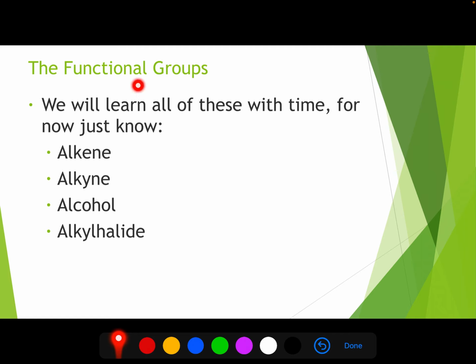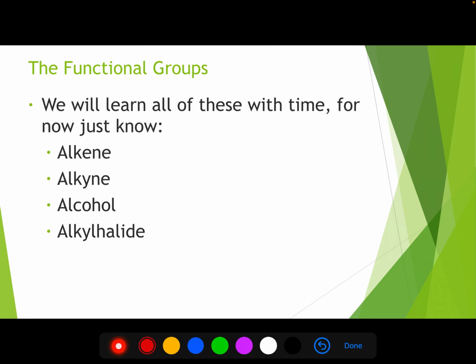So in the future, you're going to learn the functional groups. I know if you're in AP Bio, you've probably already memorized them. Maybe in AP Chem, you're memorizing them. But for right now, I just want you to know alkane, which are the ones we just talked about, alkene, alkyne, alcohol, and alkyl halide.